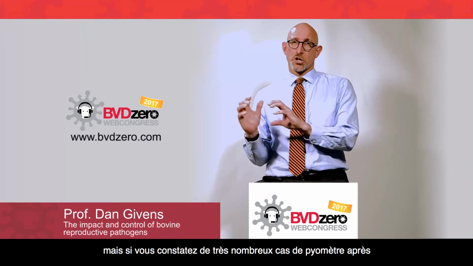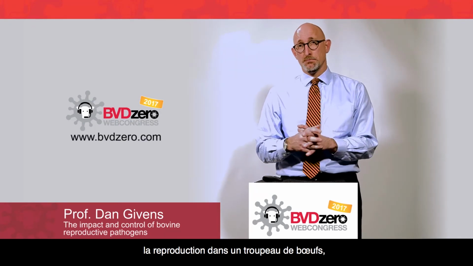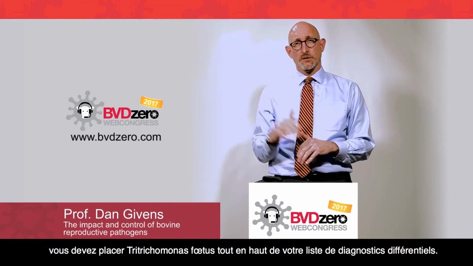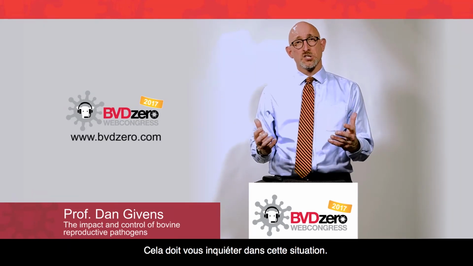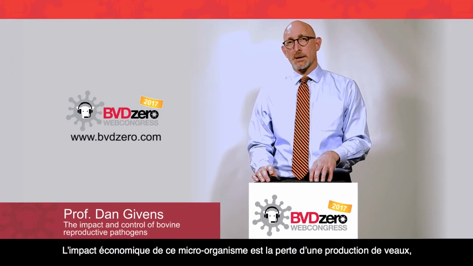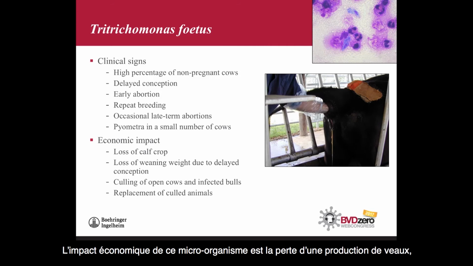The economic impact of this organism is loss of a calf crop, either because of the fact that you don't see pregnancies occurring or because those pregnancies occur later. Therefore, the calves, if sold at the common time, are going to be lower in weaning weight and not as profitable for the producer in that situation. There's also the cost of culling infected cows and replacing infected cows and bulls when we talk about trich.